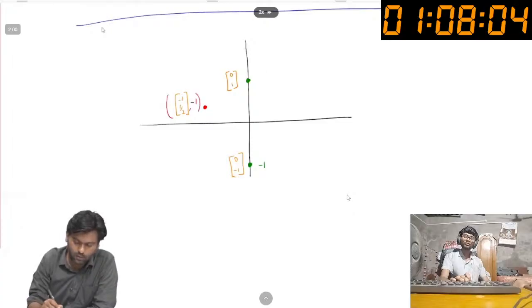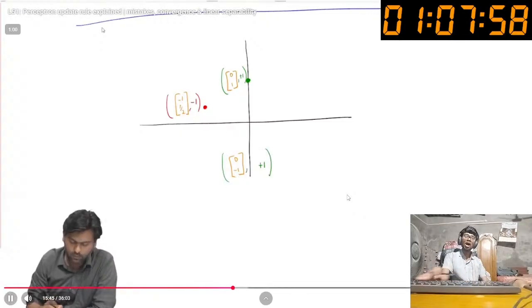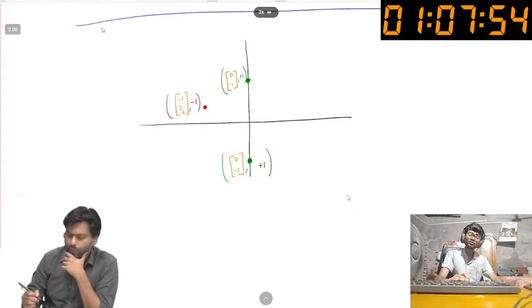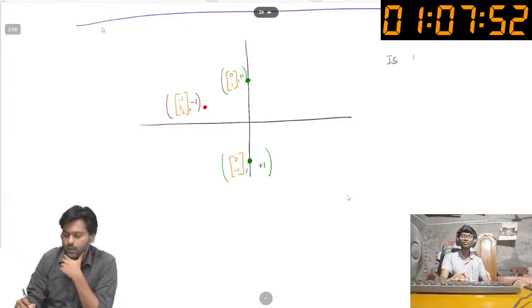Now this is a positively labeled point. This is plus 1, sorry. This point is labeled minus 1. This is my data set. So the first question that I would like to ask you is, is this a linearly separable data set?